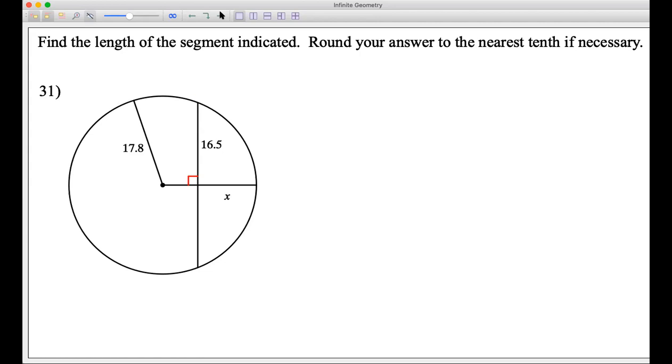Okay, so here is the triangle. The hypotenuse is 17.8. The long leg is 16.5. We're going to try to find, I'm going to call it y, not x, because x is already right here.